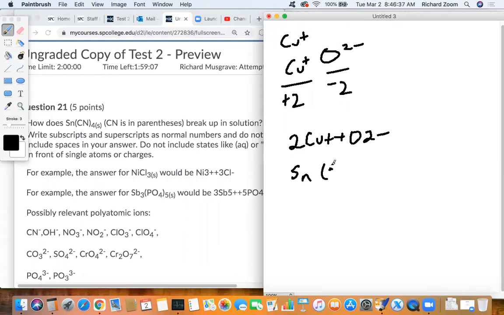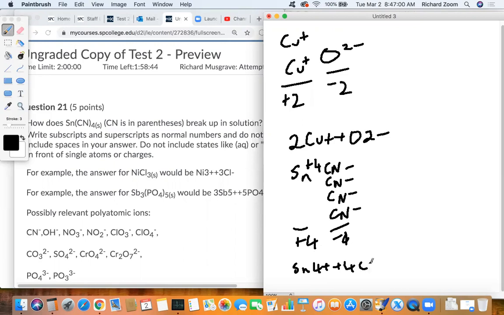SnCN4. Negative, negative, negative, negative. That's -4. +4 on the tin. So that's going to be Sn4+ and 4 CN-. Any questions about that one?